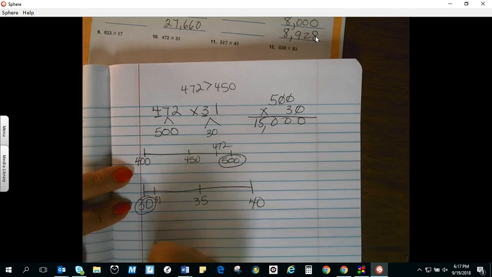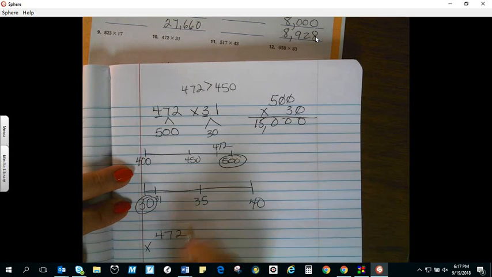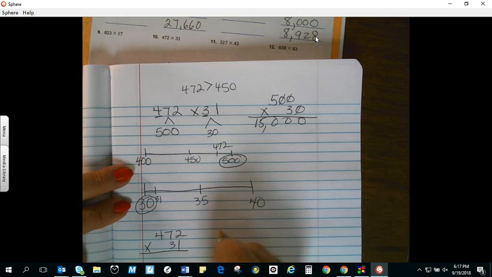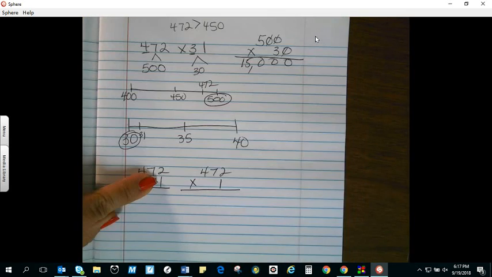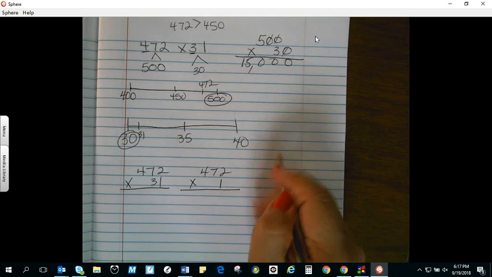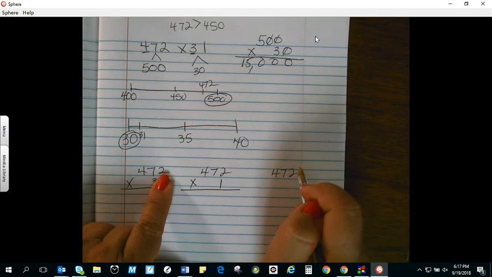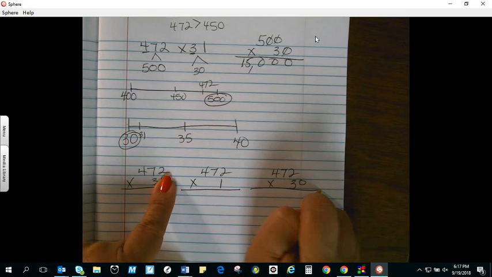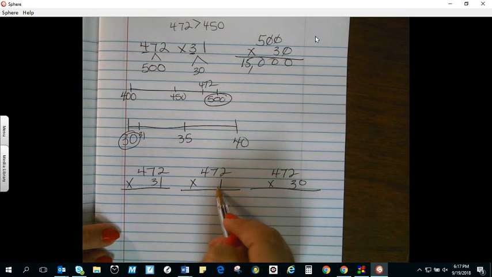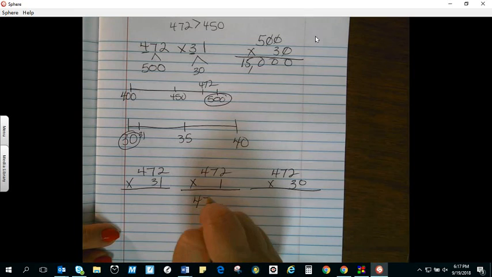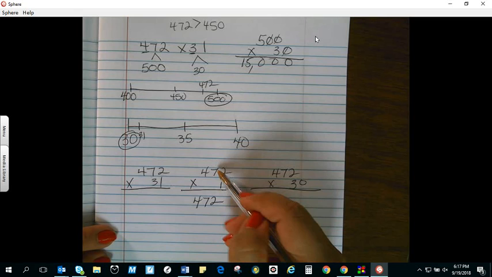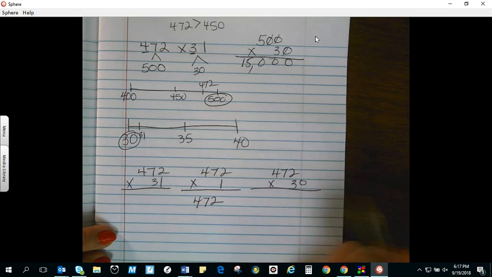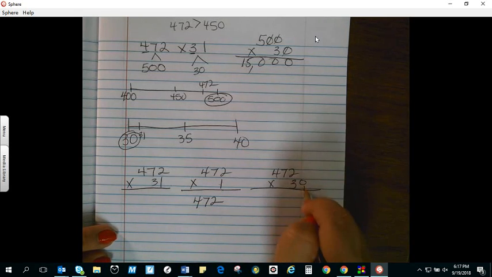So now I'm at 472 times 31, and I'm going to do 472 times what's in my ones place. It's 1. That's my first part of the answer to my full equation. And 472 times 30. And now I can multiply this out. Well, I know that 1 multiplied by anything is going to be that number, so this is 472. If you wanted to double check, 1 times 2 is 2, 1 times 7 is 7, 1 times 4 is 4. I'm going to bring down my 0 here.